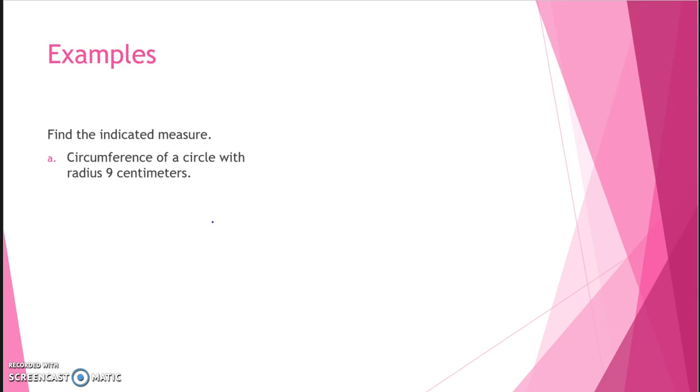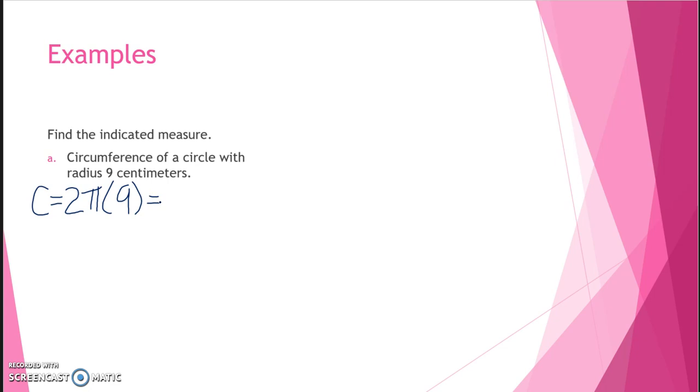So in the first one, we're looking for the circumference of a circle. We know that the radius is a length of 9 centimeters, so we're going to use 2 times pi times radius. And we're going to plug 9 in there for that one. And then all you're going to do from there is simplify.